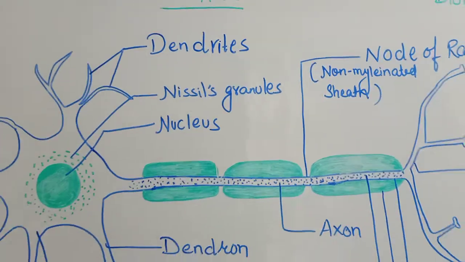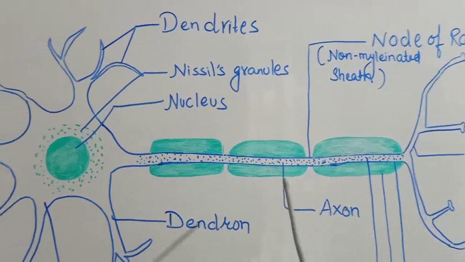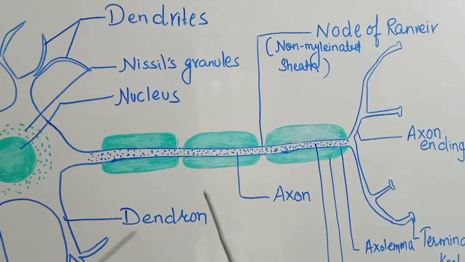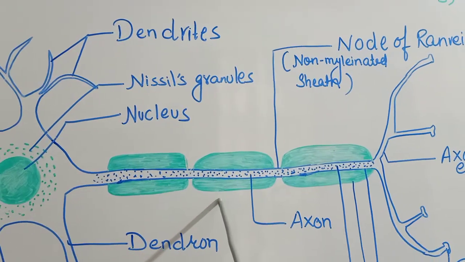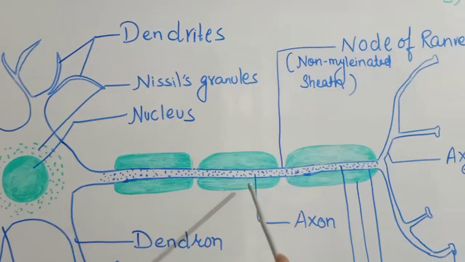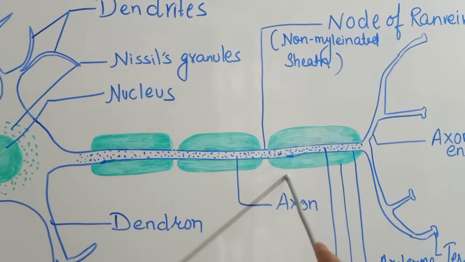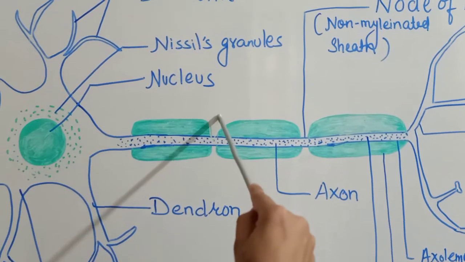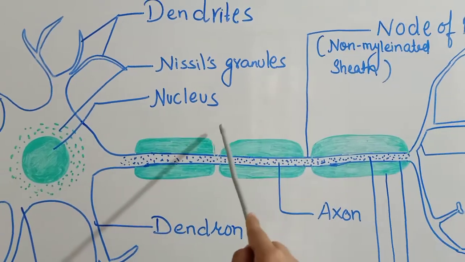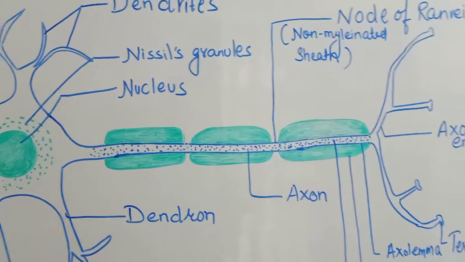So what is the basic difference between the myelin sheath and the non-myelinated region? The basic difference is that the myelin sheath never loses the electric impulse. It means it is very rapidly carrying the electric impulse. But the areas where no myelin sheath is present, the nodes of Ranvier, carry the electric impulse slowly.